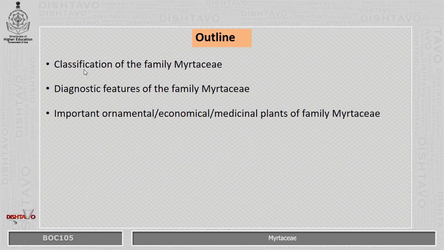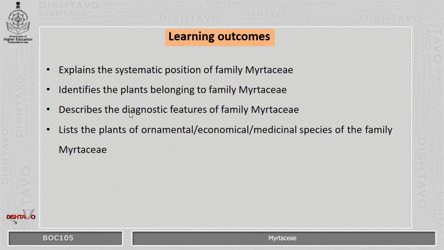In this module, we will study the classification of the family Myrtaceae, the diagnostic features of the family Myrtaceae, important ornamental, economical and medicinal plants of family Myrtaceae. At the end of the module, you will be able to explain the systematic position of family Myrtaceae. You will be able to identify the plants belonging to family Myrtaceae. You will be able to describe the diagnostic features of family Myrtaceae, and you will be able to list some of the ornamental, economical or medicinal species of the family Myrtaceae.